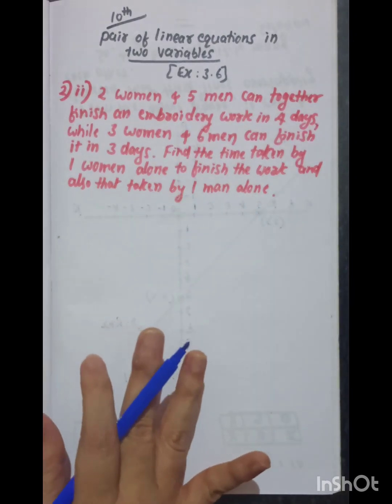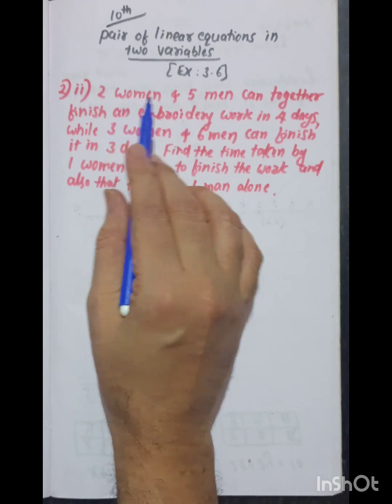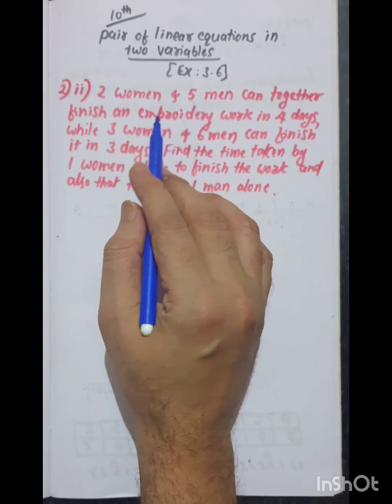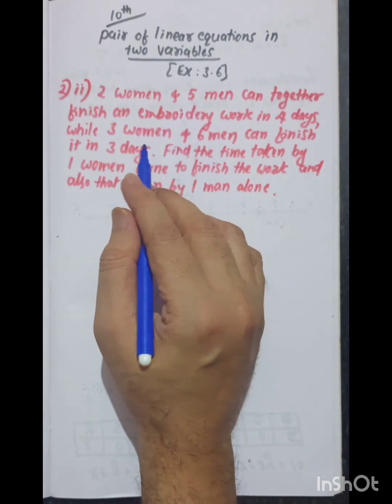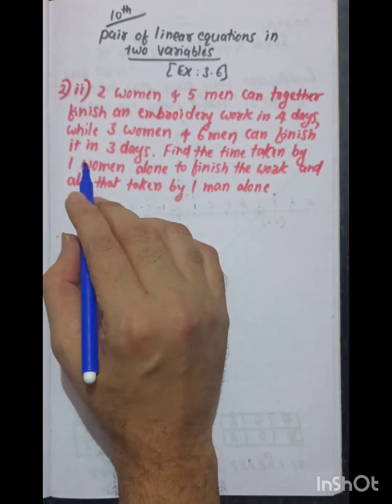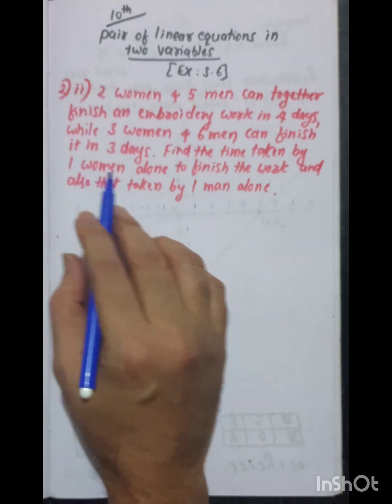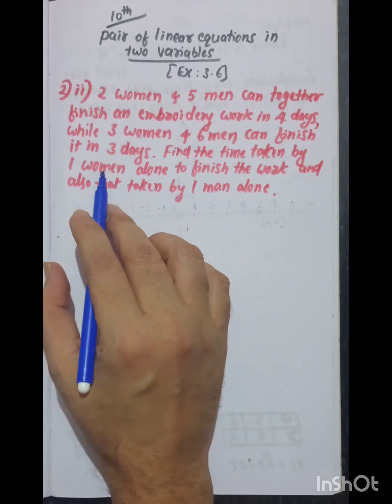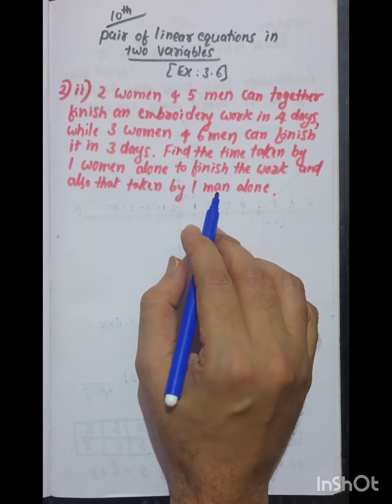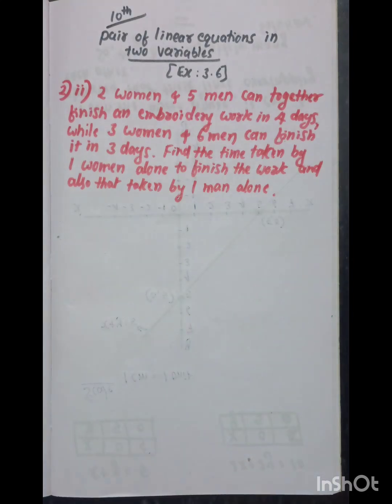So at the starting of the problem, 2 women, 5 men and 3 women, 6 men, and finally he is asked to find out how much time is taken to complete the same work by 1 woman and 1 man. We have to find 1 woman and 1 man at the end. Let's start the answer.